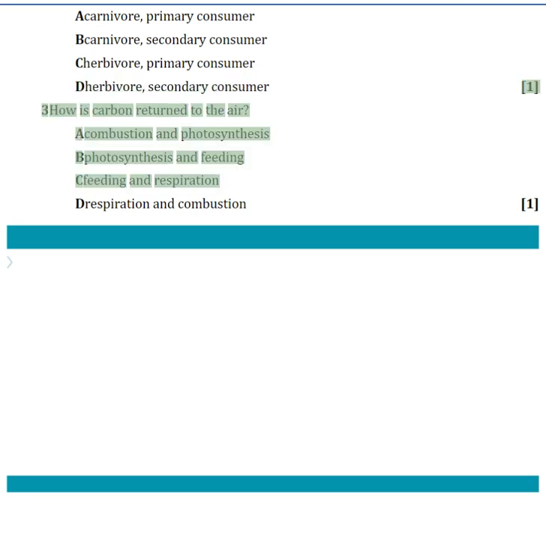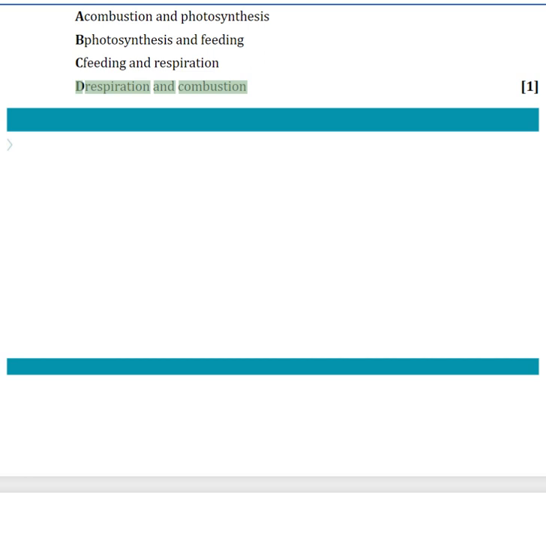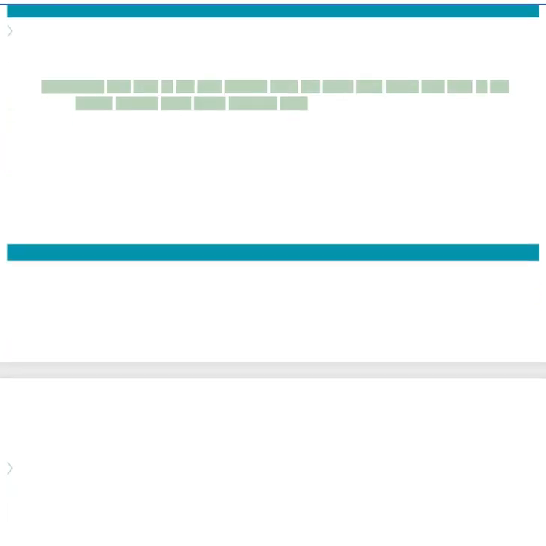A. Combustion and photosynthesis. B. Photosynthesis and feeding and respiration. C. Respiration and combustion. 4. Organisms that feed at the 5th trophic level are rarer than those that feed at the 4th trophic level. What explains this? A.